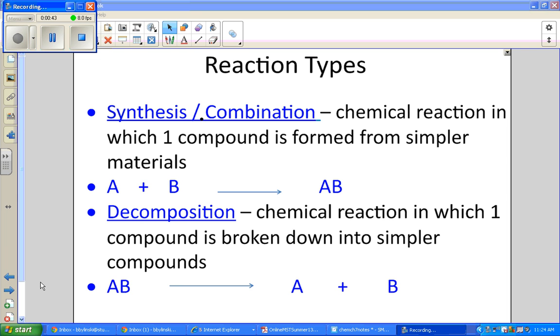The next one is the opposite. This is called decomposition. So it's a chemical reaction in which one compound, and you see it there, it's labeled AB, is broken down into simpler compounds, A plus B. So AB is together, and it decomposes or breaks down into A plus B.